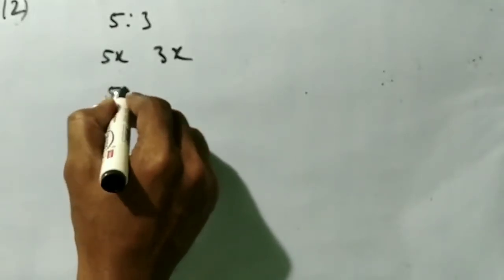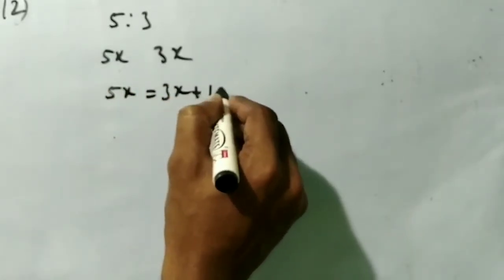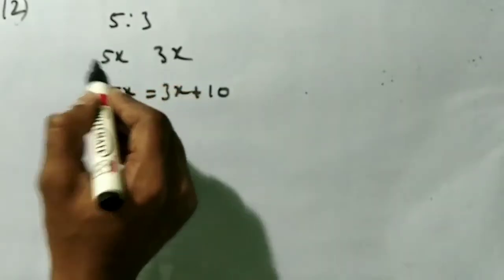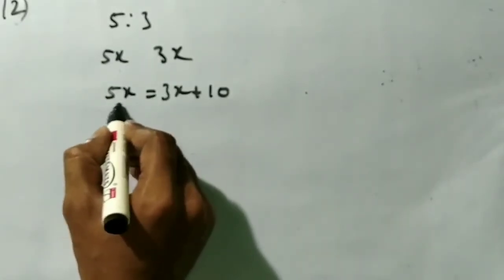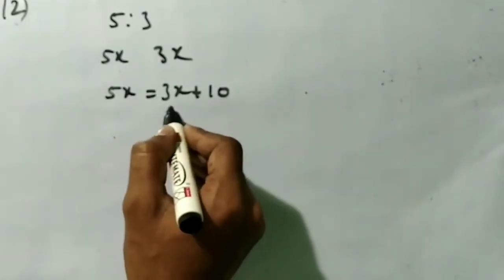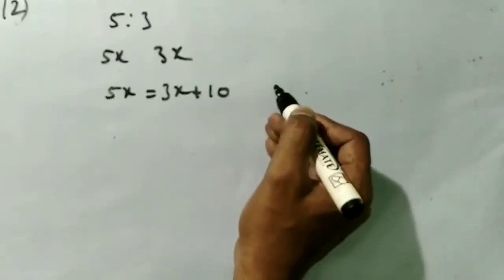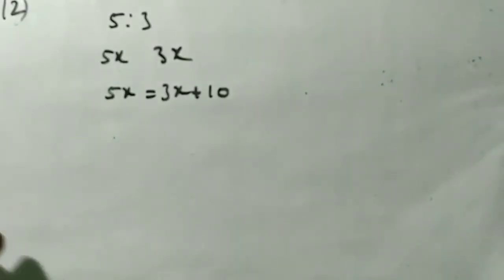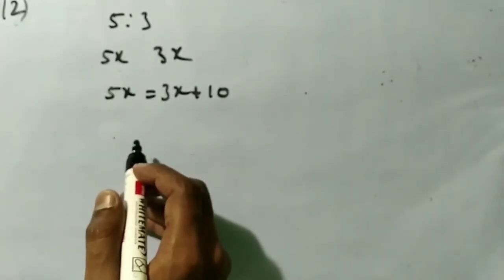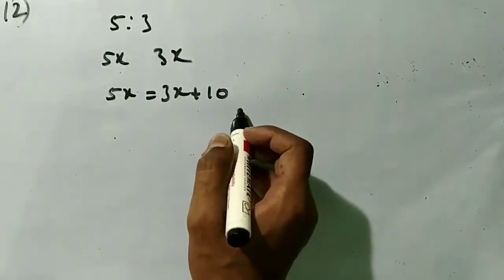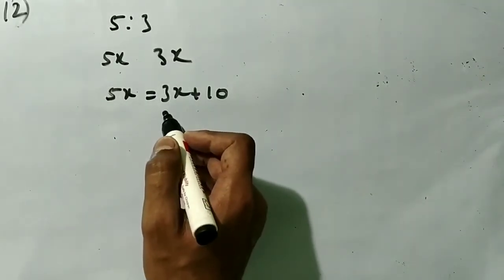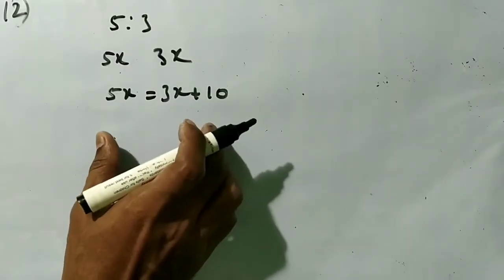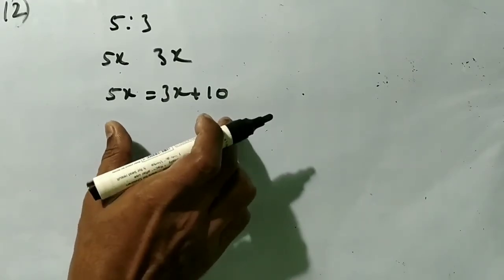5x is equal to 3x plus 10, because one number is 10 more than the other number. In the question they have given this. So 5x is equal to 10 more than the other number. So we got the equation here. This is the equation, 5x is equal to 3x plus 10, which we got from the question. They have given it in sentence type, and we have to convert the sentence into a mathematical equation.